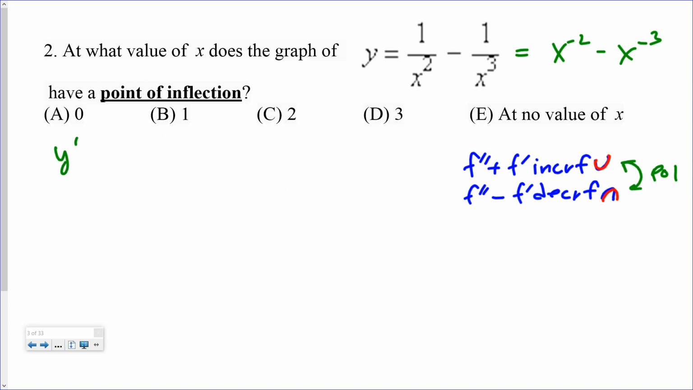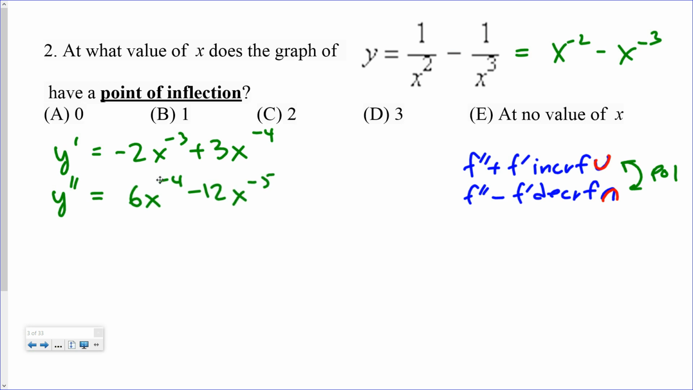If I take the first derivative of y, so you see it's -2x^-3 + 3x^-4. Can you check me on that? Is that right? Yeah. Okay. But I'm going to skip the first derivative test because I want to go to the second derivative test, because the first derivative test told me nothing about POI. The second derivative is where it's going to help me. So this is going to be 6x^-4 - 12x^-5.